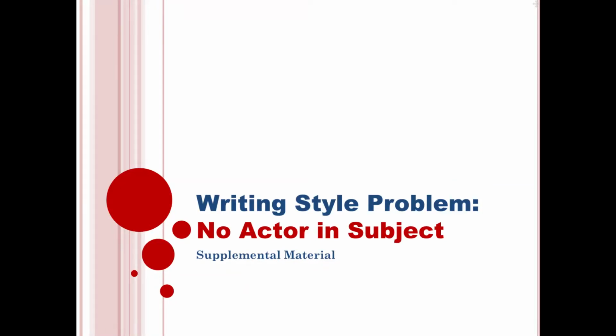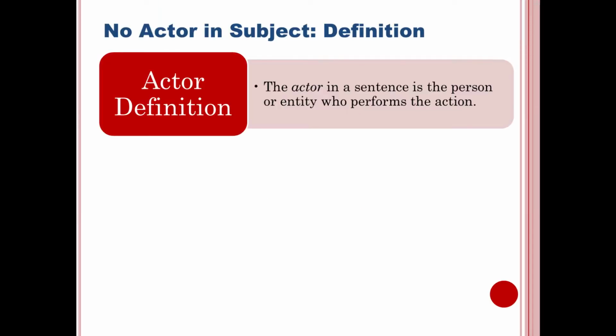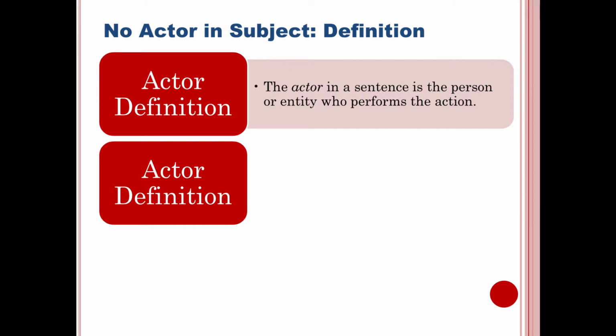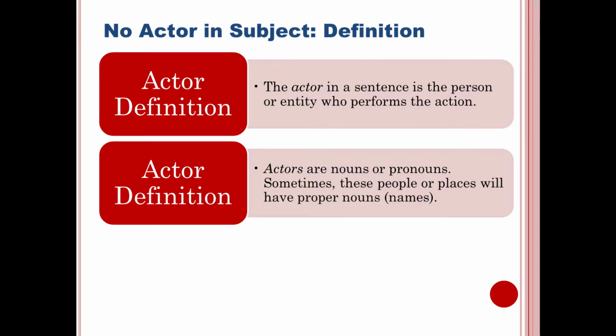Writing style problems, no actor and subject, supplemental video. The actor in a sentence is the person or the entity who performs the action. This actor should be in the subject position. Actors are nouns or pronouns.